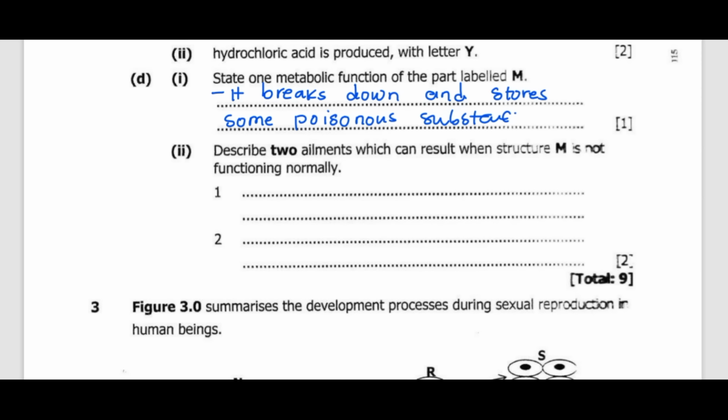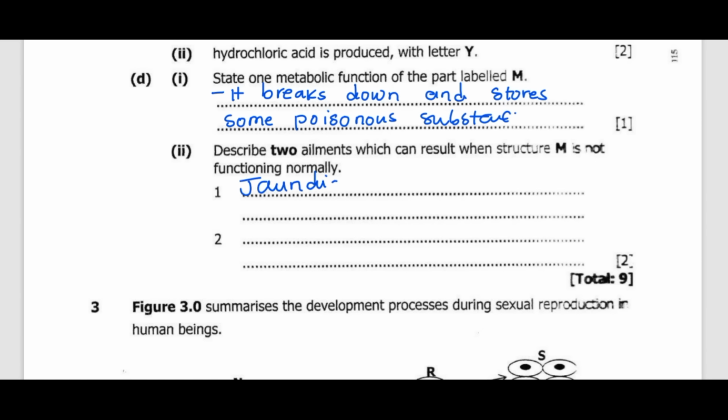Now let's look at Roman number 2. Describe two ailments which can result when structure M is not functioning properly. So structure M, we are saying this structure is the liver. So we want to look at what we think can be the negative impacts if this structure M is not functioning normally. The first one we need to look at is what we call jaundice.